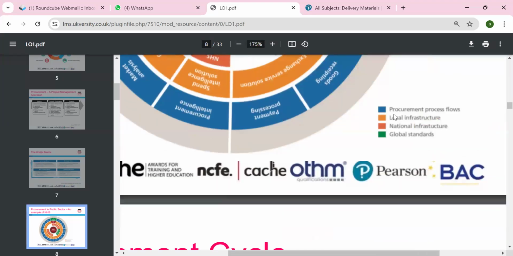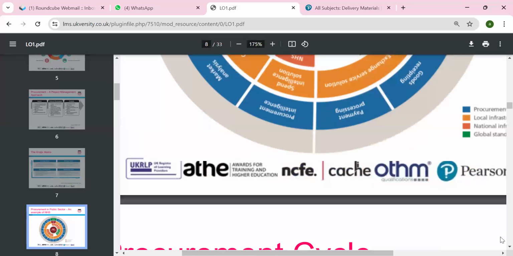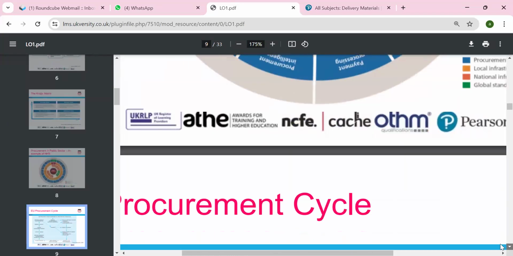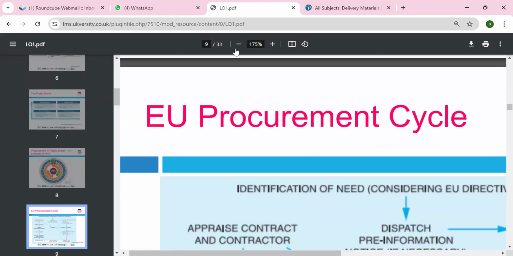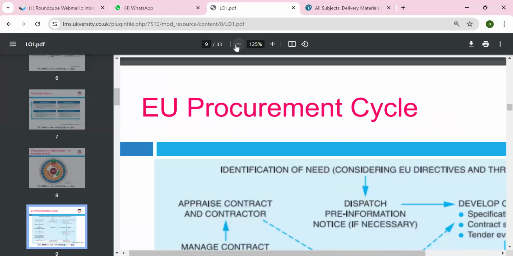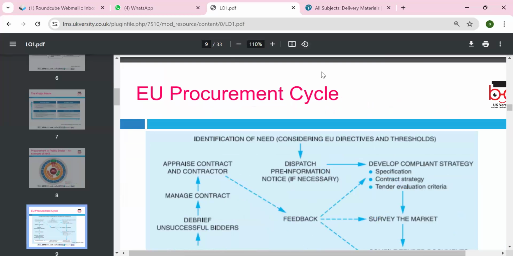Yes, so we have a procurement process flow: local infrastructure, national infrastructure, global standard, and we can issue and order the procurement and the stock accordingly, as is required, from our suppliers. That is how we can procure the goods. Okay, so we have EU, European Union, procurement and the system which we can use.